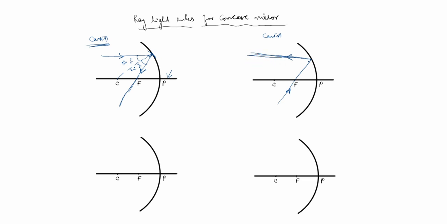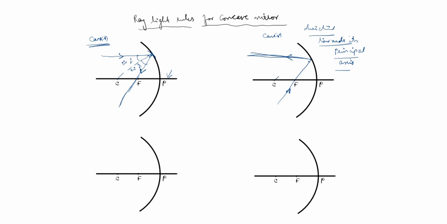In your exam, they will ask a ray directed towards its principal axis. That is case 2, which you only have to draw in your exam. Case 1 is a ray parallel to its principal axis, and you have to draw it the same way. This is a curved mirror, so the rays follow the laws of reflection.